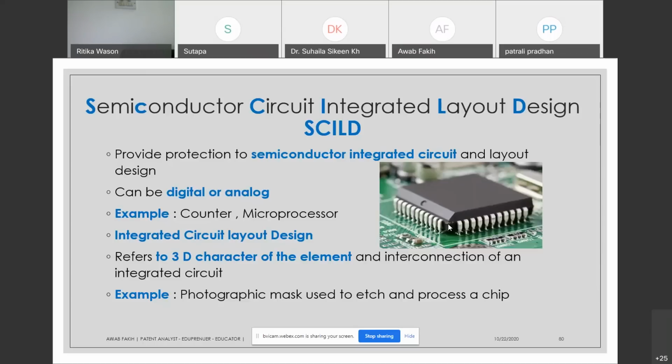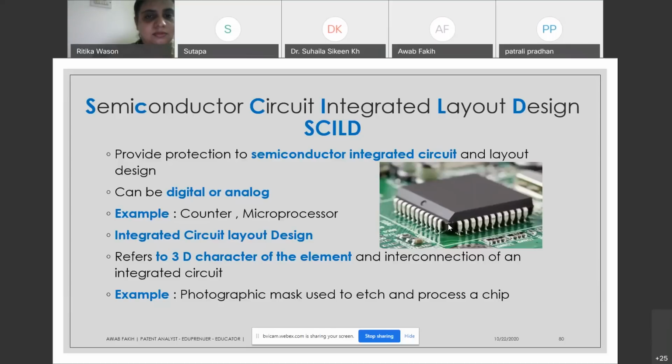Integrated circuits are used in all data processing equipment like mobile phones, laptops, watches, radios, washing machines, and so on. Semiconductor integrated circuits are often called a microchip, or you can also say a chip. It can function as a timer, counter, microprocessor, etc. It can be digital or analog. Integrated circuit layout designs refer to the 3D characteristics of the elements and the interconnection of the integrated circuit, for example the layout of a transistor or any of the circuit elements and so on. So that was a small brief about semiconductor integrated circuit layout design.